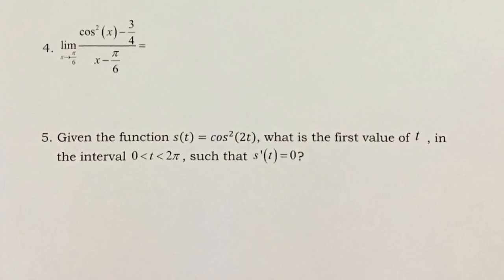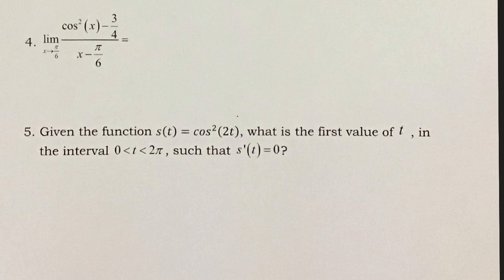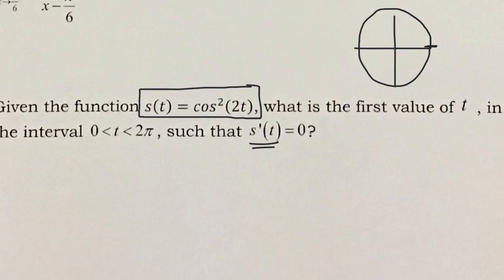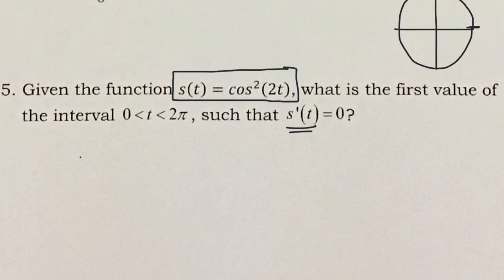Okay, we're skipping down to number 5 here. Here we have our function, cosine squared of 2t, and we're looking for the first value on your unit circle, so we're going to look at our unit circle values and see when is this first one. What's the one closest to 0 where the derivative is 0? Okay, so first we have to find the derivative equation. So let's go ahead and find the derivative.